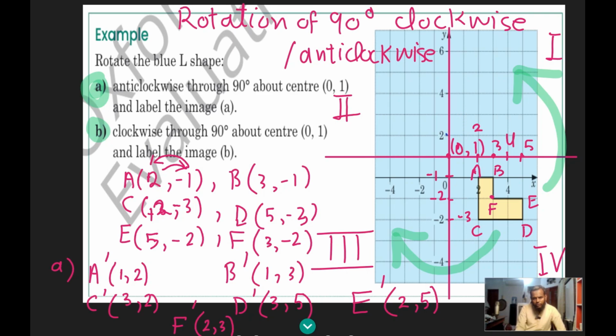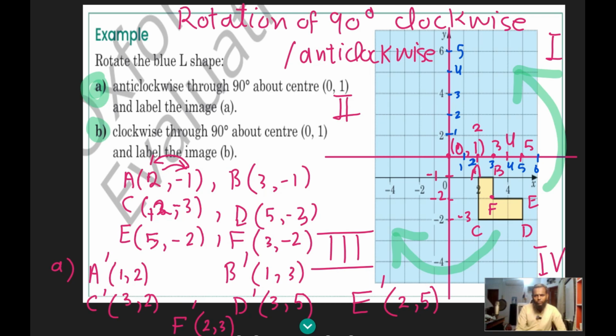Wait, I am writing the coordinates. Here is 1, 2, 3, 4, 5. Okay. So for first quadrant, I am writing the coordinates 1, 2, this is 3, 4, 5, and 6. Okay. Now first I have written the coordinates. Now I am drawing the picture.